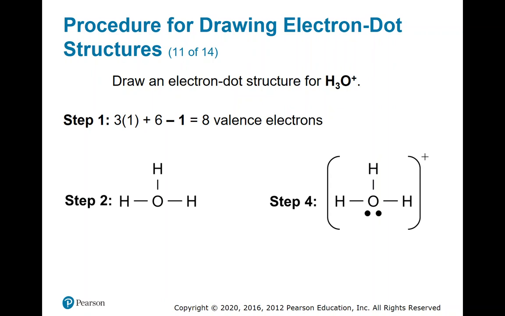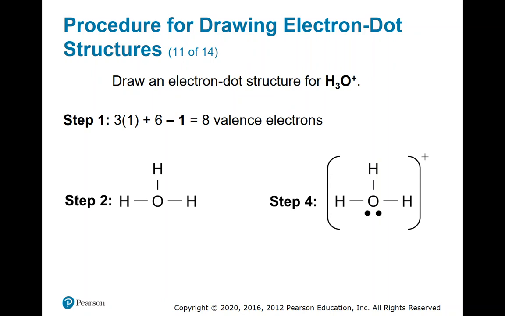We can't do anything in step 3 because hydrogen should only have 2 electrons around it, so we shouldn't add any lone pairs to that. So step 4 says take those 2 remaining valence electrons and apply them to our central atom, oxygen. And so we do that, and you can see oxygen now has a lone pair of electrons around it.